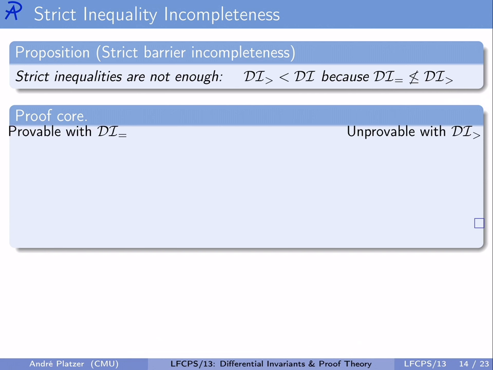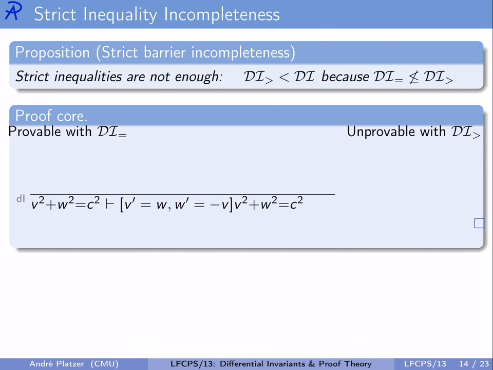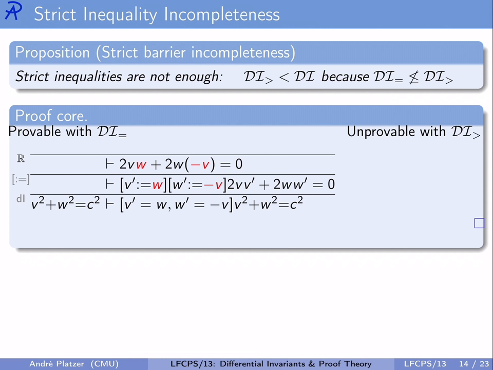Let's understand that. Again, we need to find something that is provable by DI equals, but isn't provable by greater than as differential invariants. Well, for example, v squared plus w squared equals c squared is an invariant of v prime equals w and w prime equals minus v, which is the rotational ODE. We prove that directly just by applying the differentials here. 2vv prime plus 2ww prime equals 0 because constants don't have interesting differentials. And then we plug in the right-hand side of the ODE for the left-hand side of the ODE, and then these cancel, and then we prove it in real arithmetic easily.